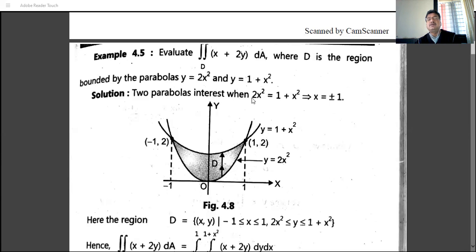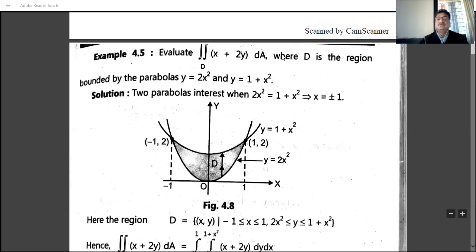This figure is important for the solution of this problem. So first draw the figure. In order to draw the figure, we have to draw these parabolas. So these curves: y is equal to 1 plus x square, or x square plus 1. This is the curve passing through, what is its vertex? 0, 1 is its vertex. That is, if we substitute x is equal to 0, then y is 1, and 0, 1 is its vertex.